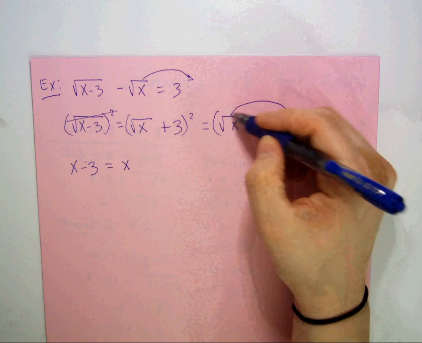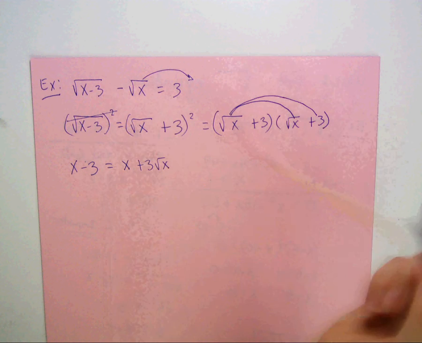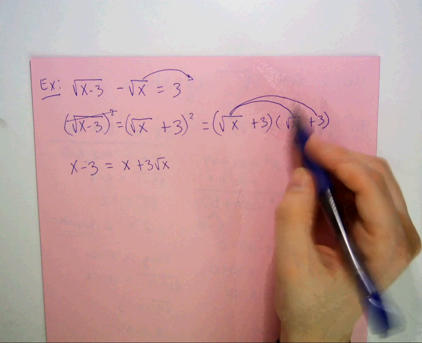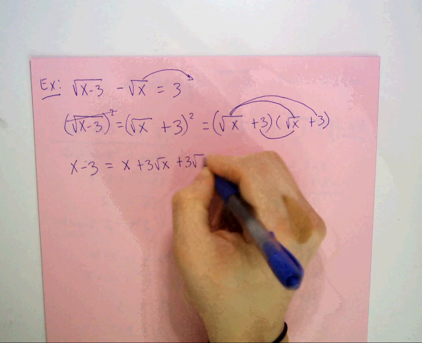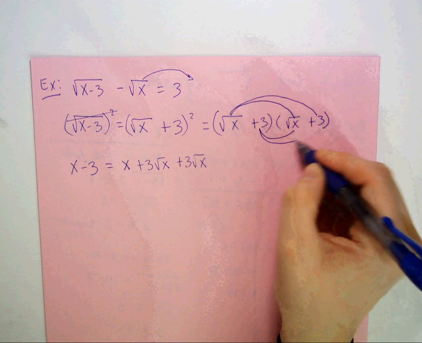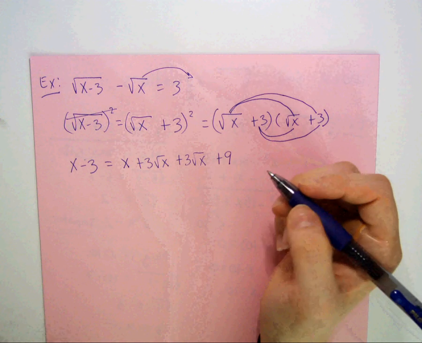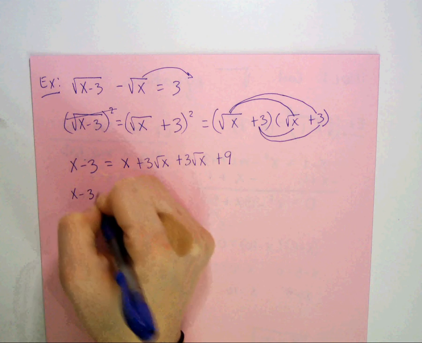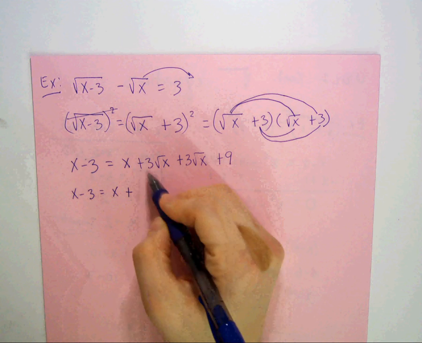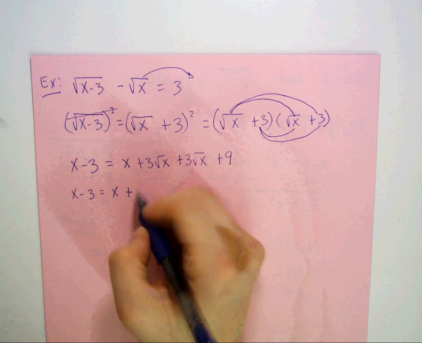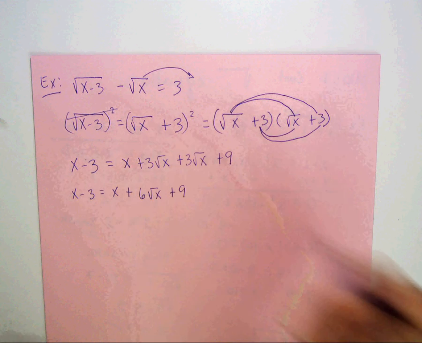Not so lucky on the rest of it. So the square root of x times 3 gives me 3 square roots of x. And now I'm done with the first term, so I'll go to the second. So 3 times the square root of x gives me 3 square roots of x. And then 3 times 3 gives me 9, so plus 9. And I'm going to combine like terms real quick. So x minus 3 equals x plus, I have 3 square roots of x, plus 3 more square roots of x gives me 6 square roots of x plus 9.